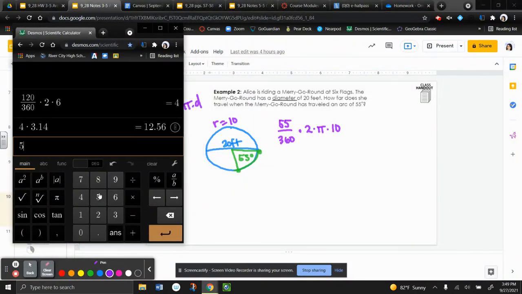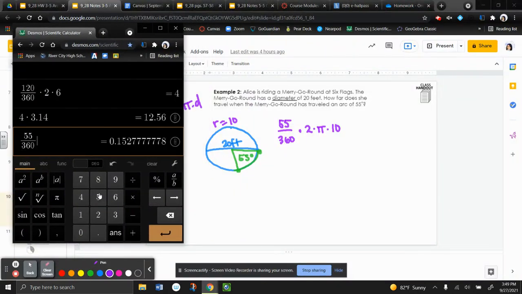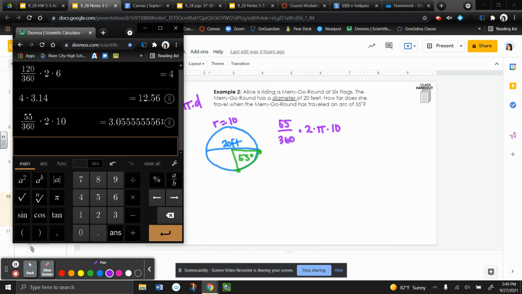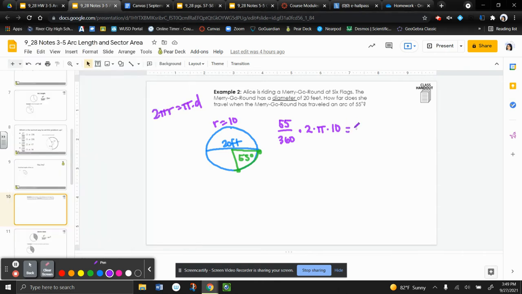All right, to get my answer in terms of pi, we're going to go ahead and just multiply the numbers. So our fraction times 2 times 10. Okay, so it gives me a decimal. So we can simplify our fraction, or we can go ahead and just write this out. So 55 over 18. So my exact answer is going to be 55 over 18 pi. And my units in this case are going to be feet. So there's my exact answer. And then to get my approximate answer, we're going to do 55 over 18 times 3.14.